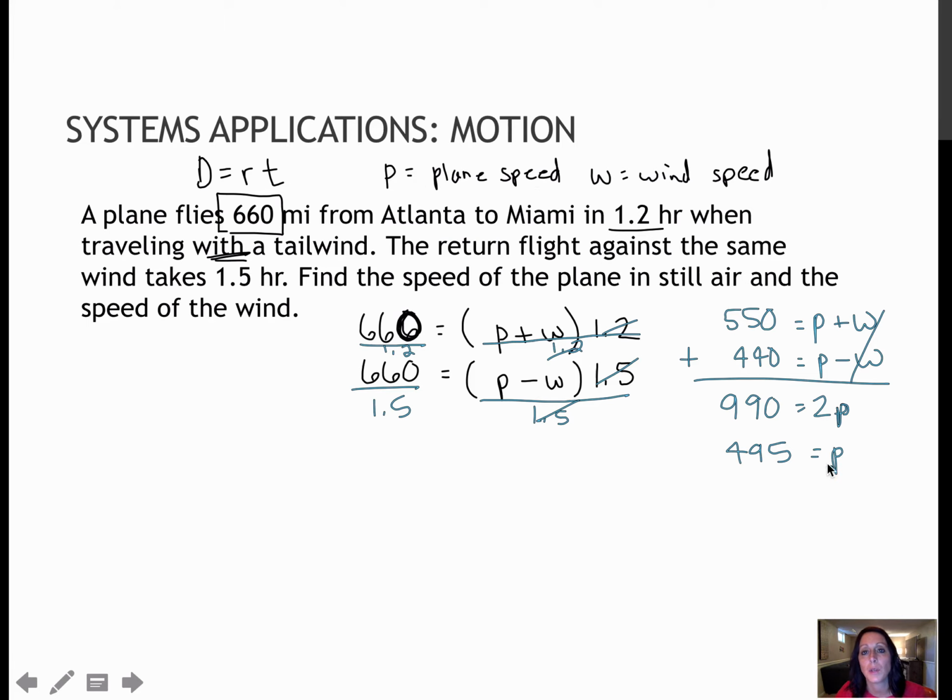To find W, the wind speed, I'm going to use any of these equations. I'm going to choose to use this equation because it's the easiest. So 550 equals 495, which is P, plus W. Subtracting 495, I get 55 equals W, which means the speed of the plane in still air is 495 miles per hour, and the speed of the wind is 55 miles per hour.